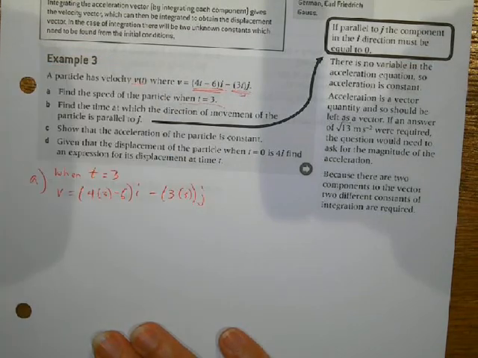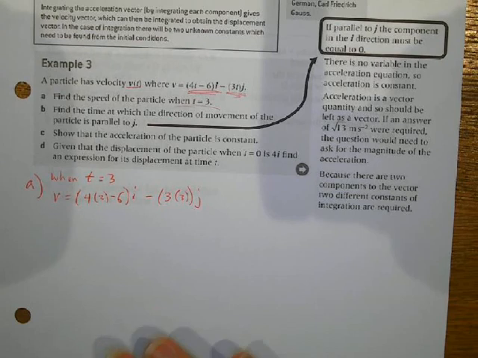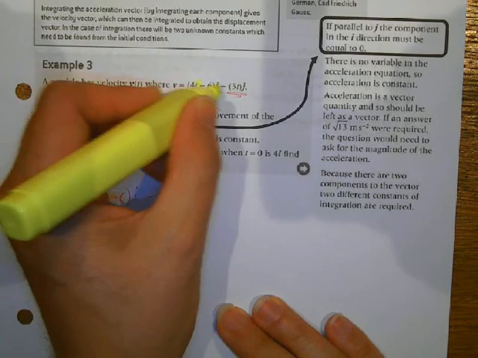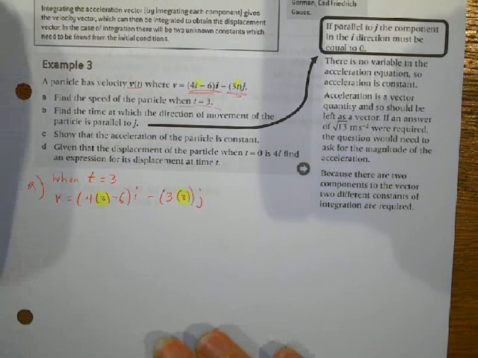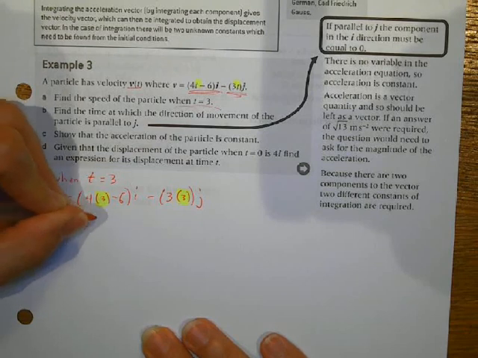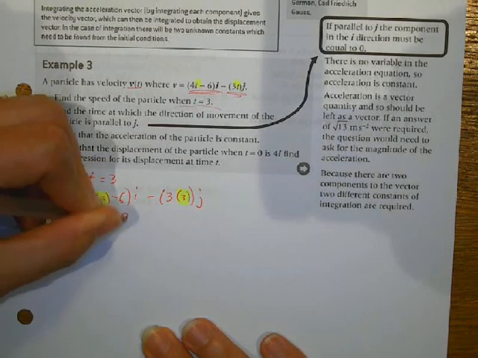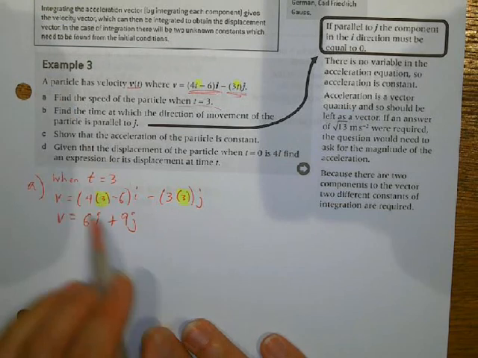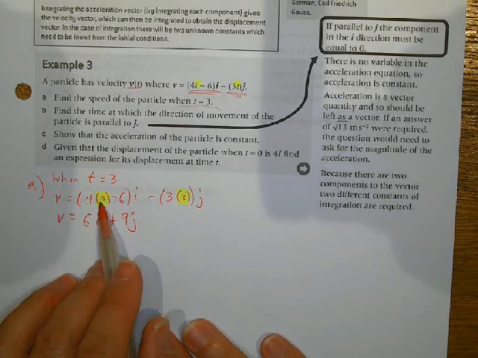If I've plugged in 3 in place of t, then it simplifies to 6i plus 9j, right? 3 times 3 is 9. 4 times 6 is 12, and 12 minus 6 is 6.